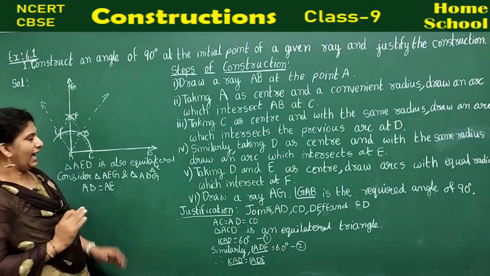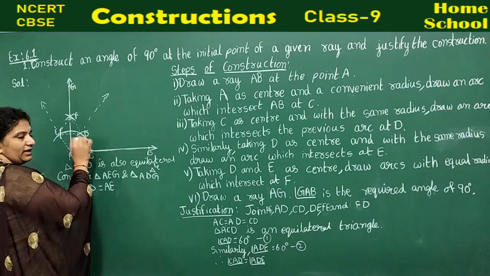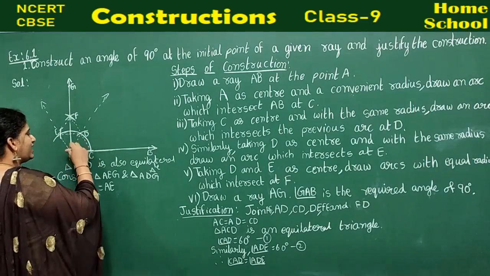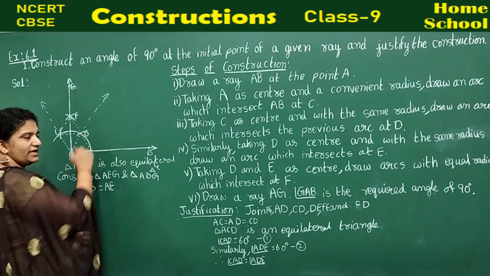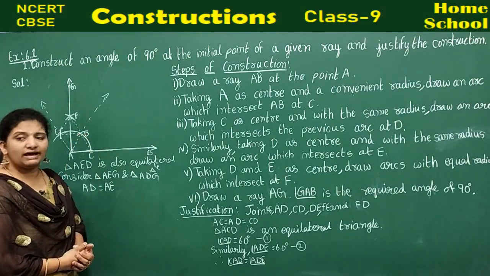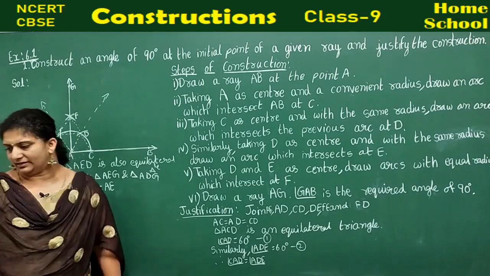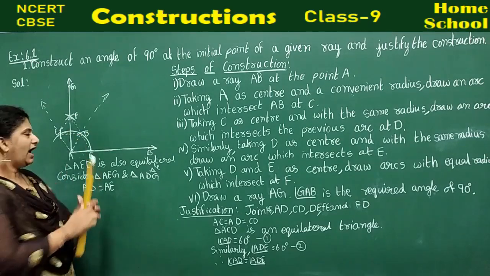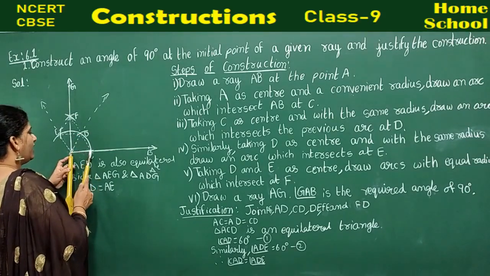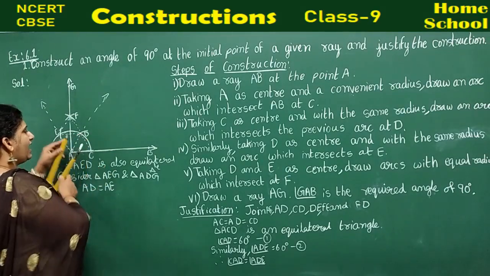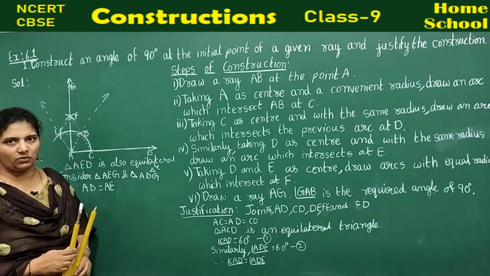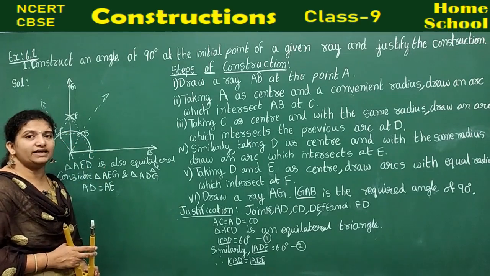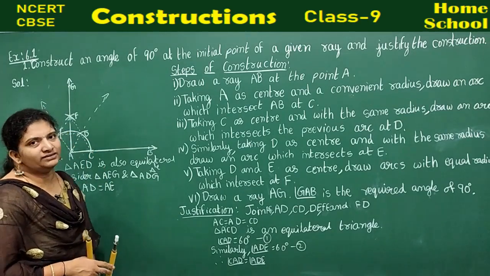Right? Now, consider this triangle here. What is your first triangle? Triangle ACD. It looks like an equilateral triangle. AC is equal to AD is equal to CD. How? If you want, you can check here. AC, AD and CD are all equal. So, if all sides are equal, what is it? It is an equilateral triangle.